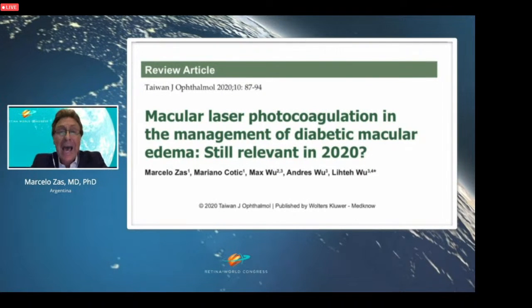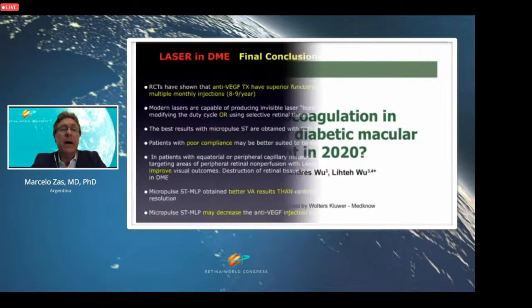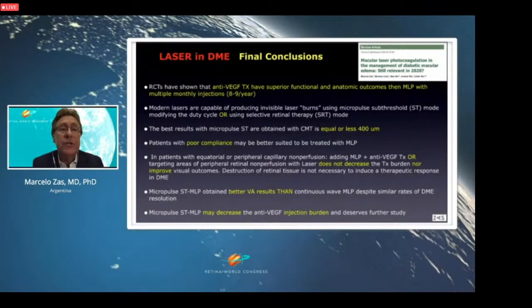It was published in 2020. And our final conclusions on this topic of laser in macular edema are: the retinal clinical trials have shown that anti-VEGF has superior functional and anatomic outcomes compared with the MLP technique. Modern lasers are capable of producing invisible burns using techniques such as micropulse through threshold mode, modifying the duty cycle, or using selective retinal therapy targeting the RPE. The best results of micropulse selective retinal therapy are obtained with central macular thickness equal to or less than 400.